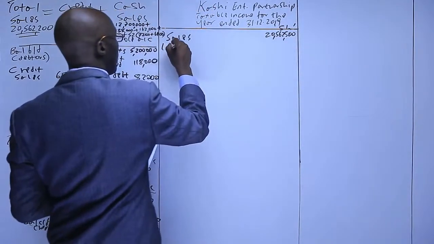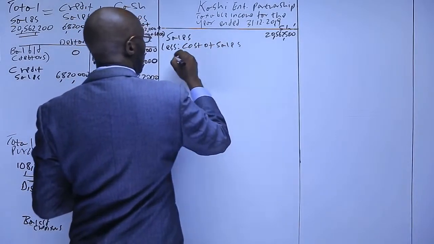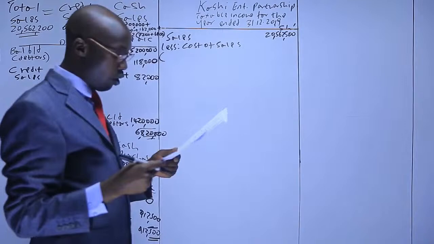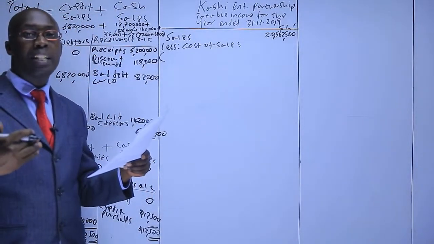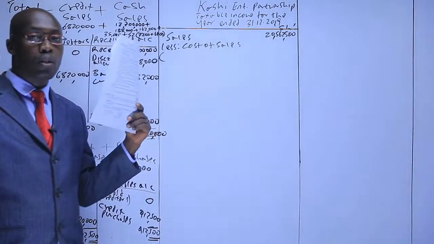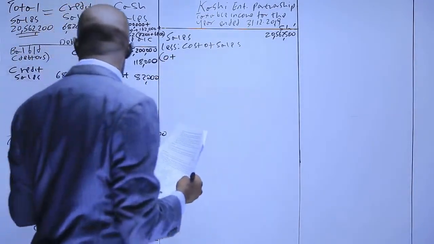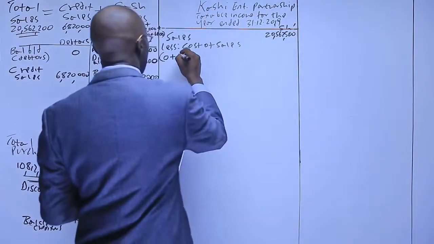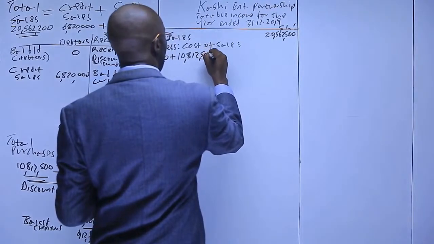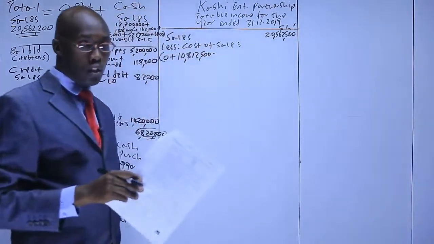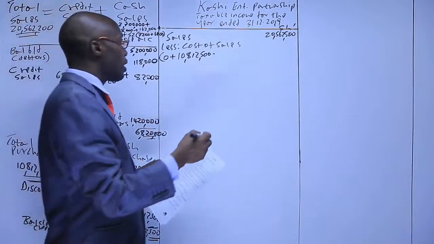Then we less cost of sales. Cost of sales, which we take the opening stock. But here you'll note that we were not given the opening stock because we started the business at the start of this year. So there were no opening stock from last year. So 0 plus the purchases. Purchases is what we have determined here, 10,812,500. Then we minus the closing stock. Closing stock is the one given in point number 11, 620,000.